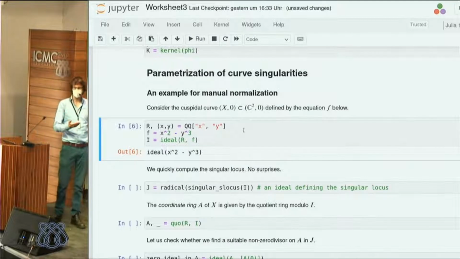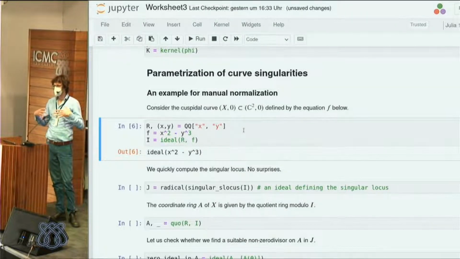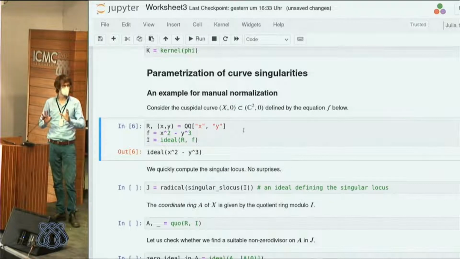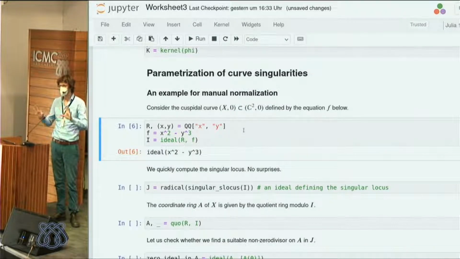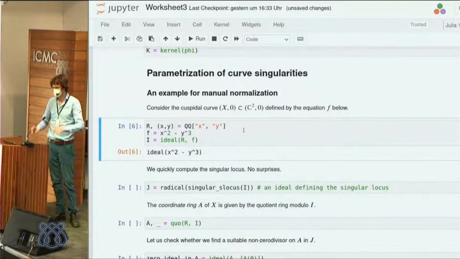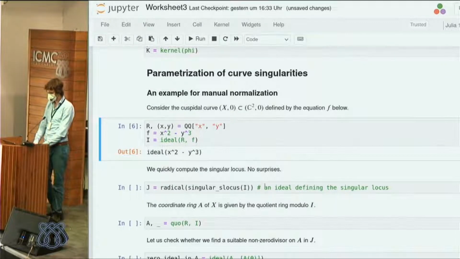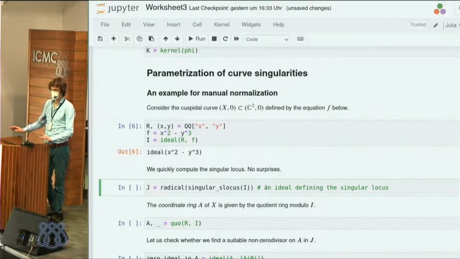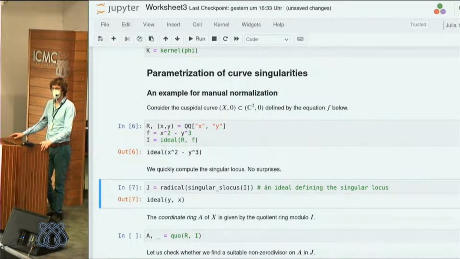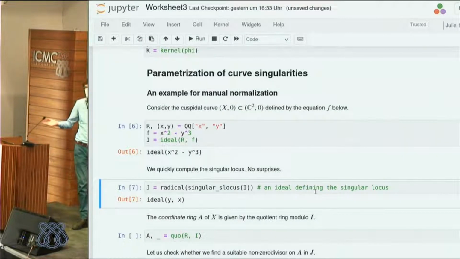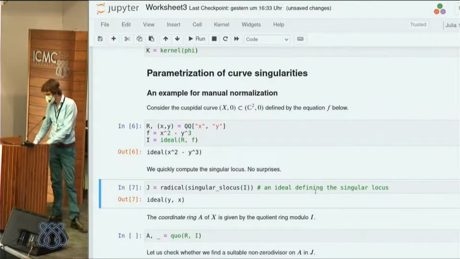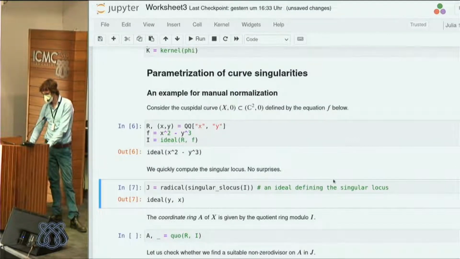So what was the next thing? We had this test ideal. I hope I don't say something wrong. We needed one very particular ideal, and we took the radical of the singular locus. Since the singular locus has already been a topic of the previous lectures, I allowed myself to abbreviate this here with the Julia command singular locus. And no surprises, everybody knows what the singular locus of the cusp is. It's the origin. So this is our ideal J.